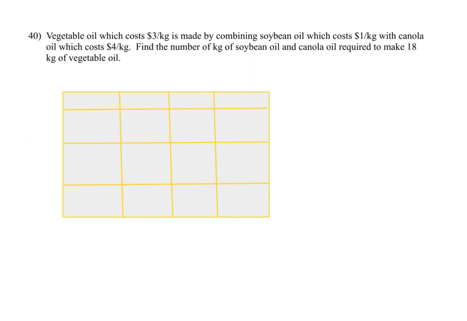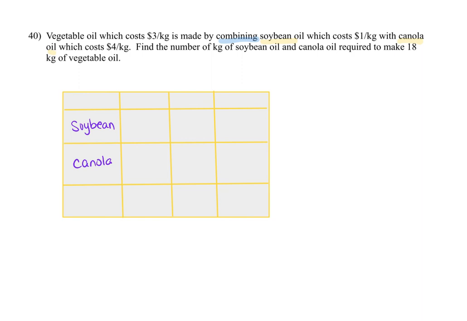So what I'm going to do is I'm going to go through and say, well, what are the 2 things that I am mixing? So in this case, I am combining. That's kind of an important word. I am combining soybean oil and canola oil. That tells me my first 2 rows here. I am combining soybean oil with canola oil.